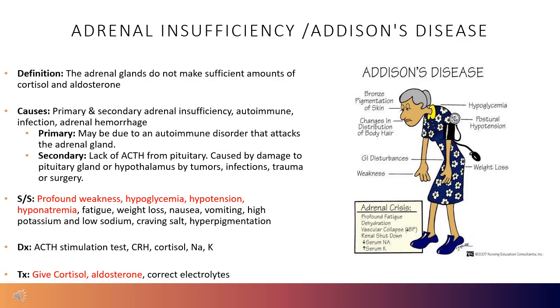previously, we were just going to replace, if something's low, we're going to try to replace what the body's missing. So we can actually give cortisol. Sometimes we can give aldosterone, and then we definitely want to correct those electrolytes and those fluids just so we can stabilize blood pressure and metabolic balance. So overall, you just have too little cortisol and too little aldosterone, and we're going to see people that are weak, hypotensive, low sodium, high potassium.